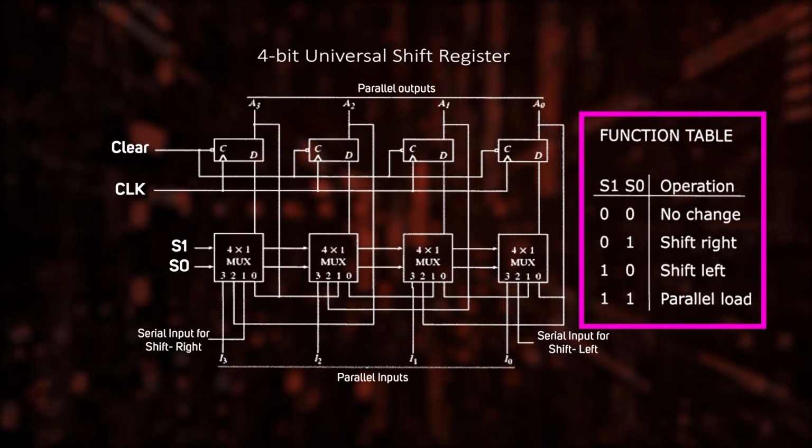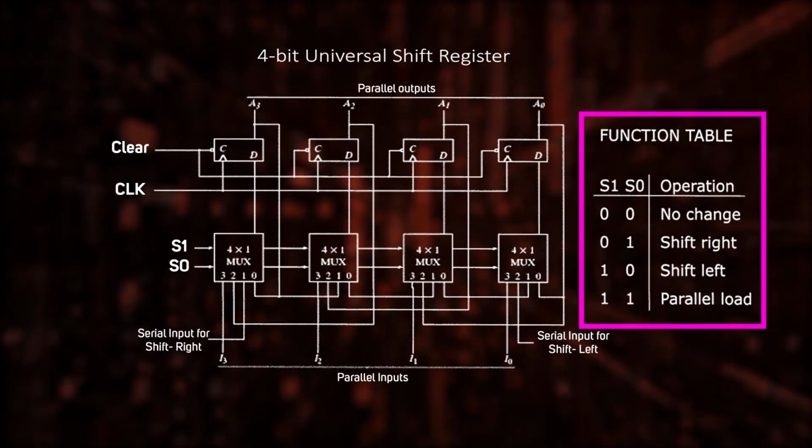This is shown as a function table in the diagram. This register is a general purpose register capable of performing 3 major operations: shift left, shift right and parallel load. In addition, it retains the previous value of the circuit in memory as its 4th operation. Now, we have learned about the important types of registers used in digital systems.